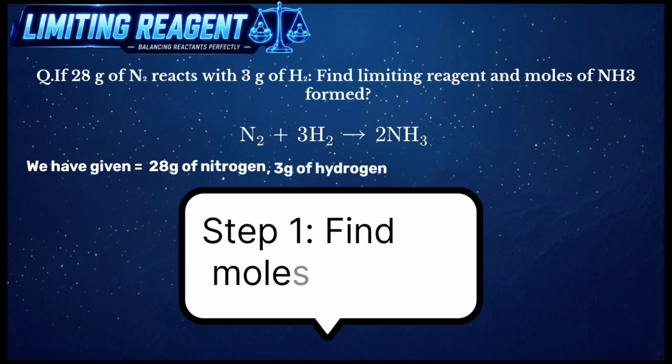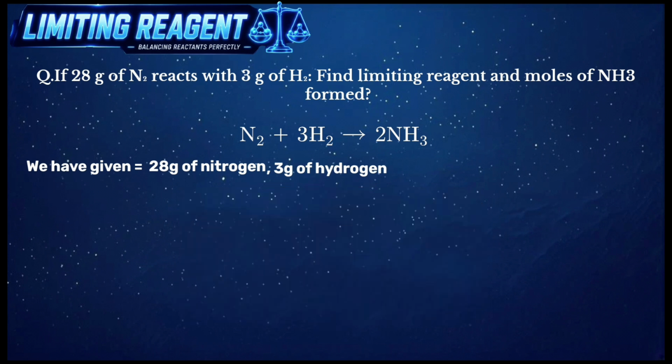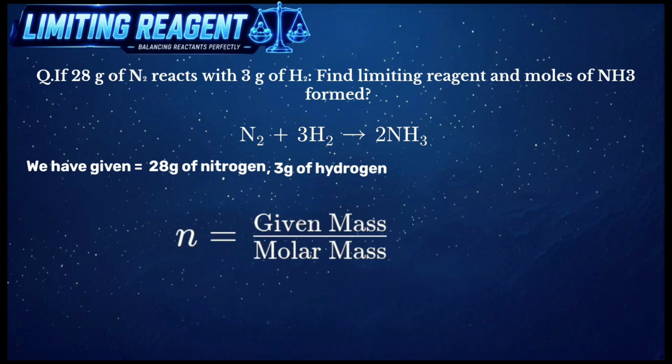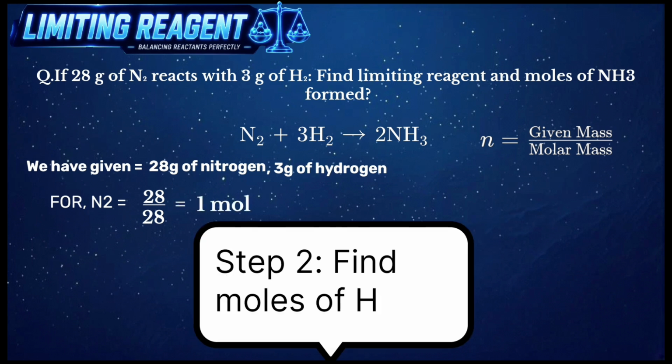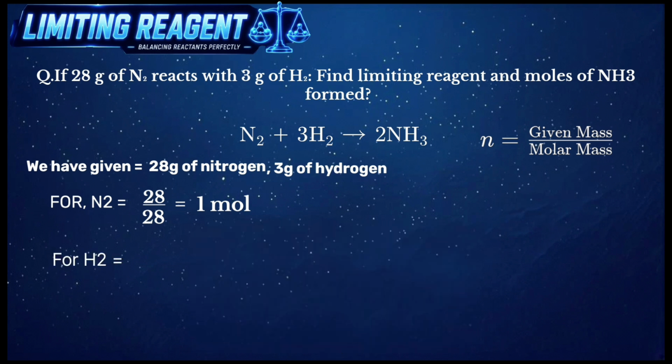Step 1. Find moles of nitrogen. Formula for mole is given mass divided by molar mass. For N2, given mass is 28 grams, and molar mass is also 28 grams per mole. After solving, we get 1 mole. Step 2. Find moles of hydrogen. For H2, given mass is 3 grams, and molar mass is 2 grams per mole. After solving, we get 1.5 moles of H2.